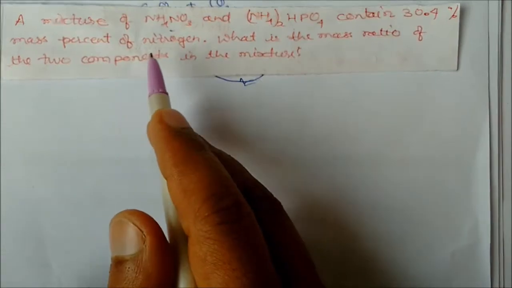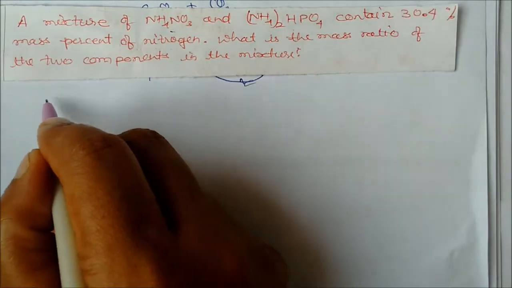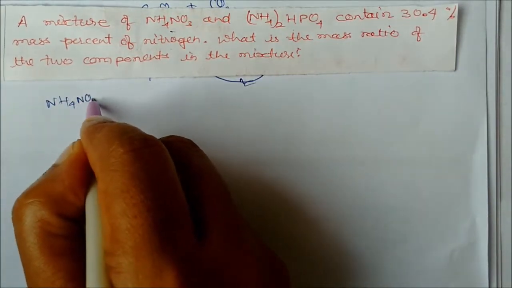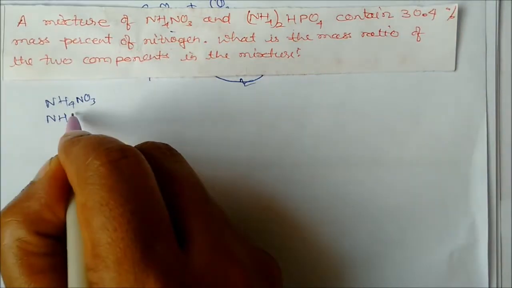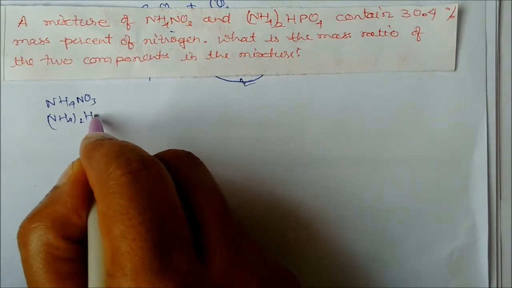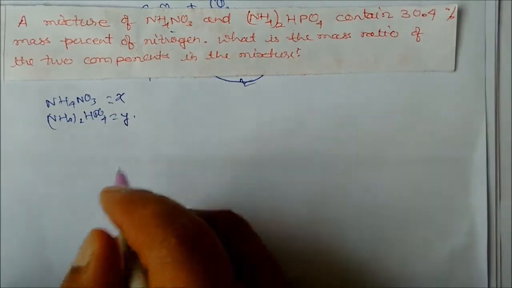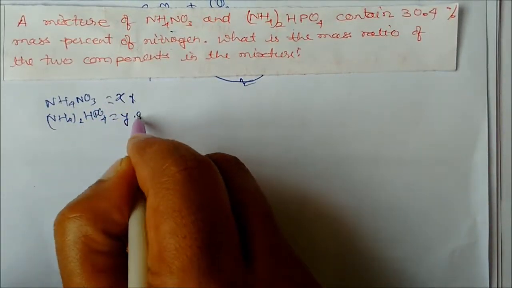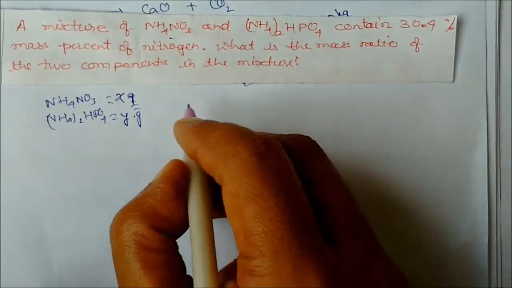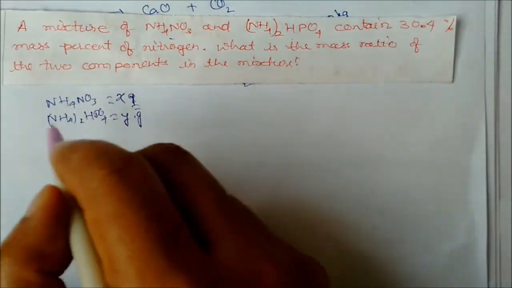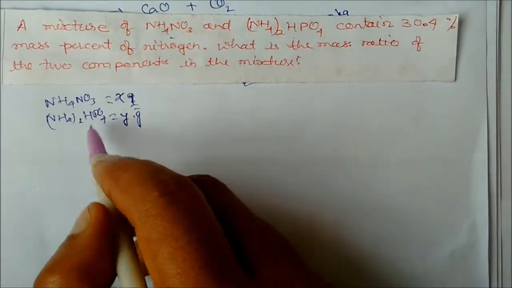So you can see only mass percent is given, two mixtures are given. So here we have to take ammonium nitrate NH4NO3 and second is (NH4)2HPO4. So this we have to take some X and this we have to take Y. So this is X gram, Y gram, the weight. And what is the percentage of nitrogen? So here the percentage of nitrogen is 30.4%, for both. It is a combination of both. And the mass ratio they are asking of these two components.